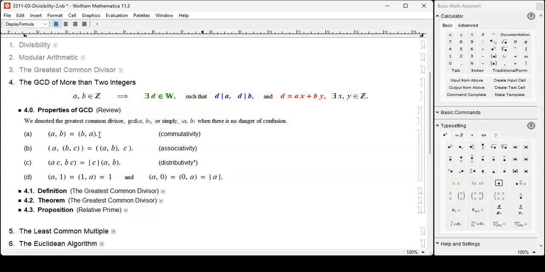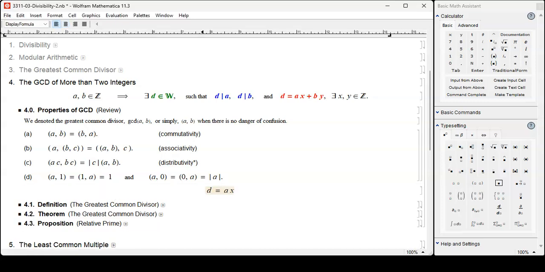So how do you get commutativity? Well, that's based upon the fact that AX plus BY can be rewritten as BY plus AX, so that we have a linear combination of Y and X. So that will lead you to commutativity. Too trivial, isn't it? How about this one? This is GCD of A and the GCD of B, C. So you can rewrite this as GCD of A and GCD of B, C, like this.